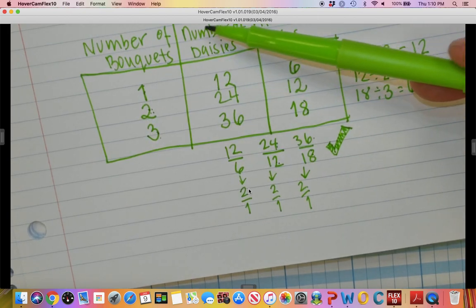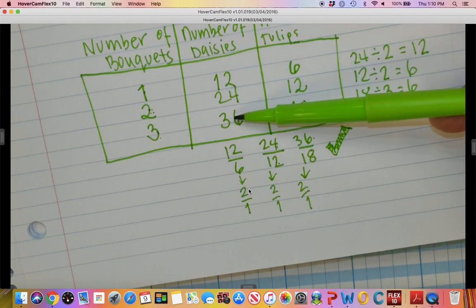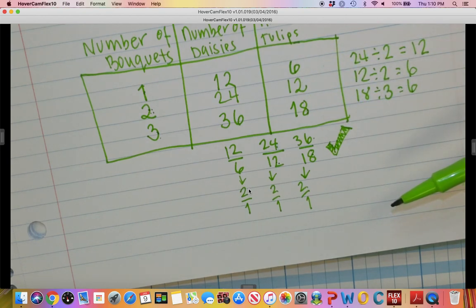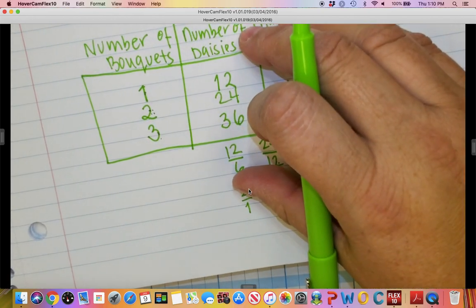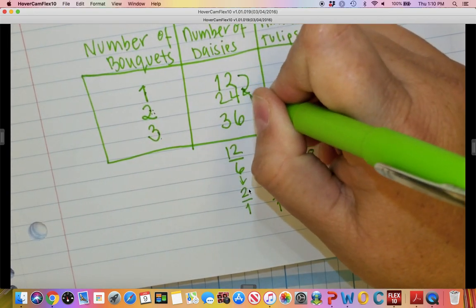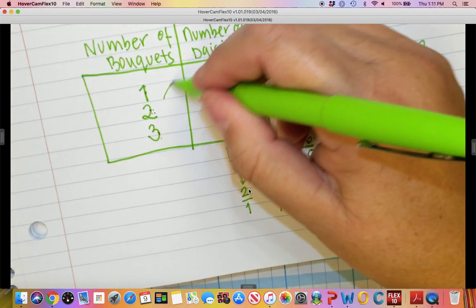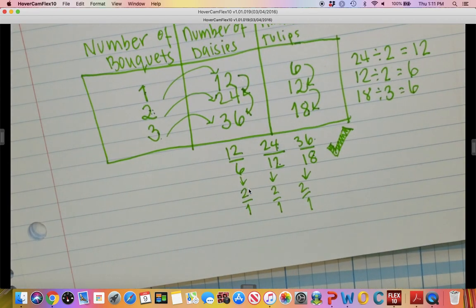What we do to the number of daisies, we do each time. What we do to the number of tulips, we do each time. We're looking for those relationships. And in this ratio table in particular, we can say there's a relationship this way, and a relationship from 1 to 12, 2 to 24, and 3 to 36. Look at those number relationships.